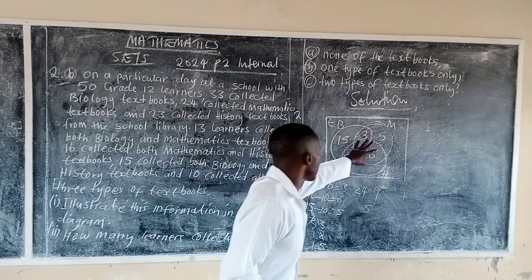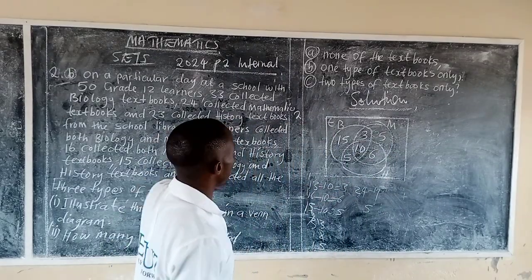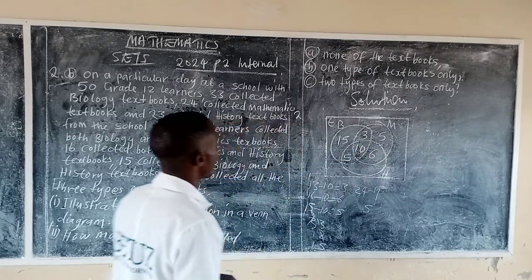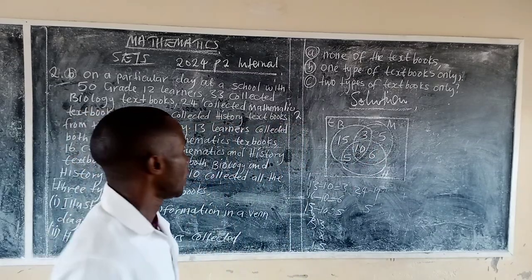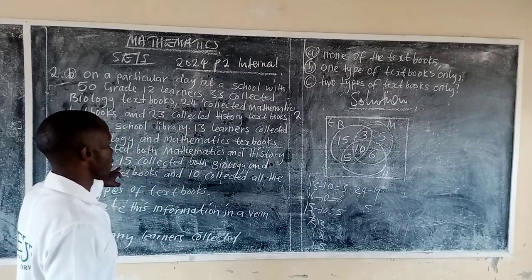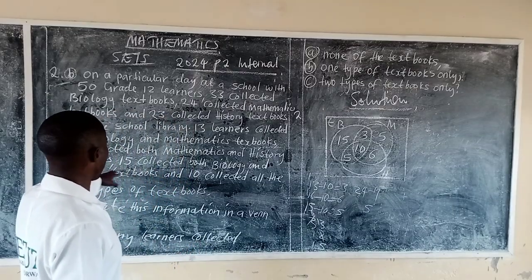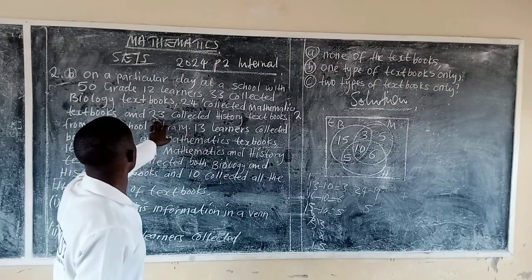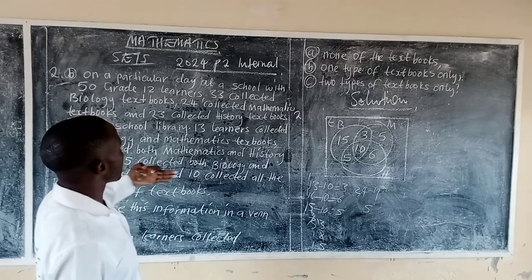When you add this, you should get 24. When you add 10 plus 3 plus 5 plus 6, that is correct. Then from there, we go to the last one, which is this one, where they say 23 corrected history textbooks.